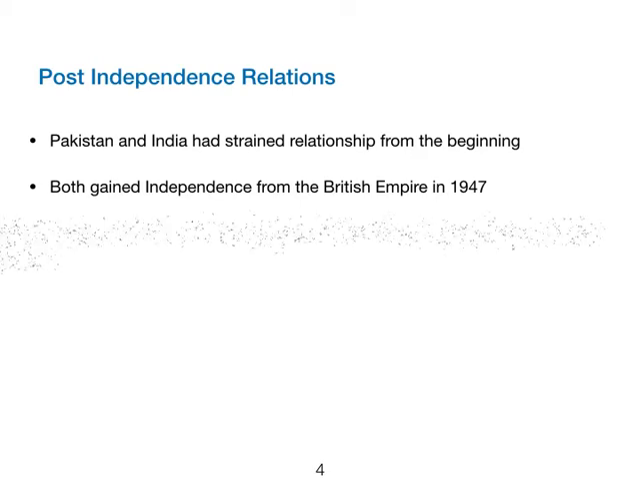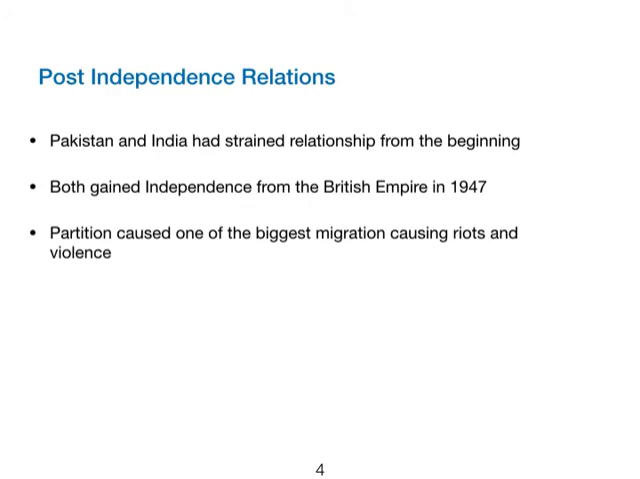And partition caused one of the biggest migrations, causing riots and violence in the beginning. There was a lot of violence and large migration took place. A large number of people were killed on both sides of the border because the Muslims were making their way towards Pakistan, while the Hindus that were already living here, or the other minorities, were migrating. Even some Muslim families migrated to India, and some Hindu families decided to stay in Pakistan. But obviously, since this was considered a Muslim land, Muslims from all over India migrated towards Pakistan. There's a lot of history to that as well.